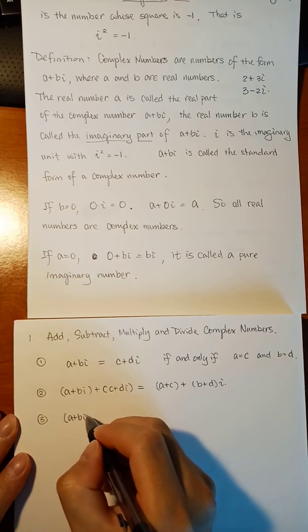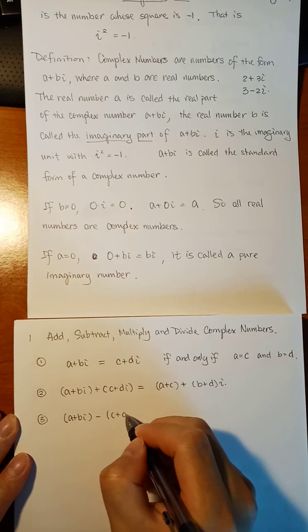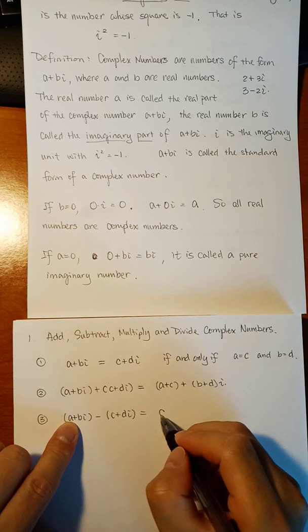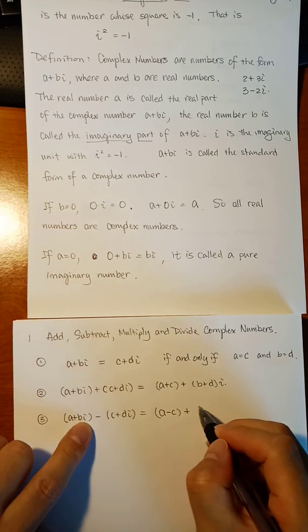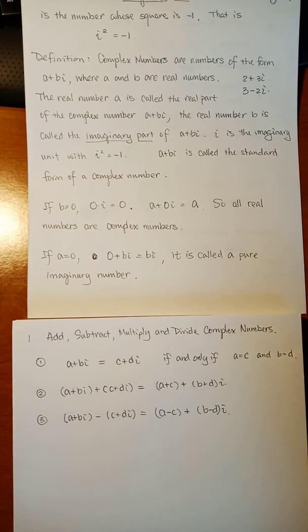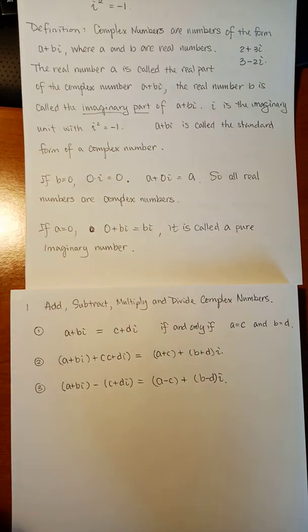a plus bi minus parenthesis c plus di. You're going to do subtraction among real parts plus subtraction among imaginary parts. Remember they are mixed. You have real and imaginary parts. You can only handle real part with real part, imaginary part with imaginary part. You cannot mix them for addition and subtraction.